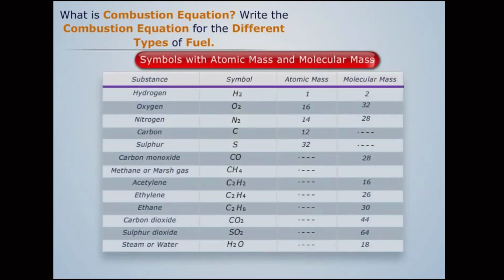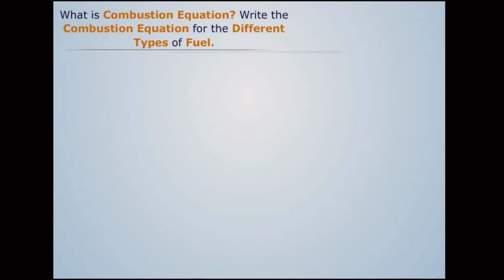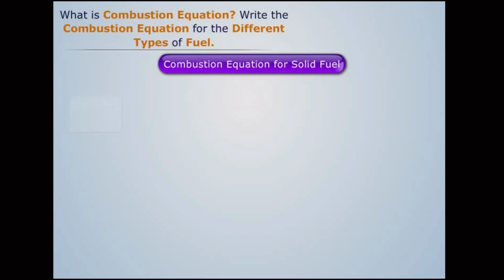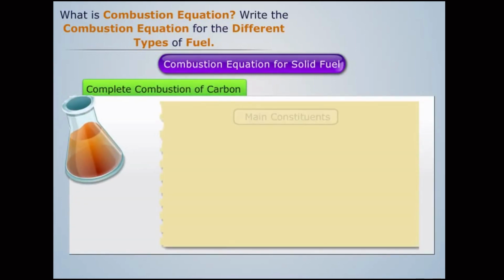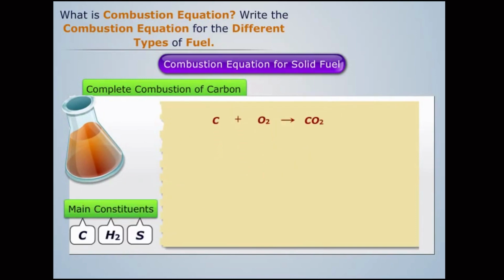But for that, we first need to recall the atomic and molecular mass of some important constituents of fuel. First, let's write the combustion equation for a solid fuel. The main combustible constituents of solid fuel are carbon, hydrogen, and sulfur. Burning of carbon in the presence of sufficient amount of oxygen produces carbon dioxide and large amount of heat.